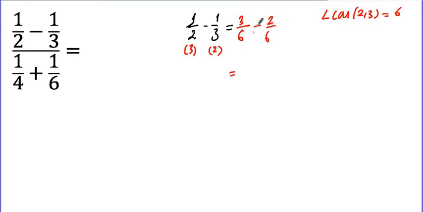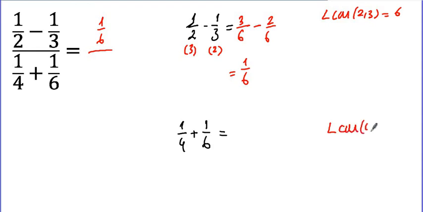So now I can do the subtraction. 3 minus 2 is 1, 1 over 6. So here in the numerator I have 1 over 6. Let's do the denominator. 1 over 4 plus 1 over 6.